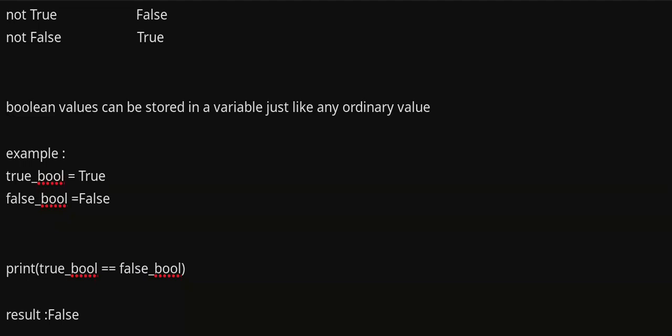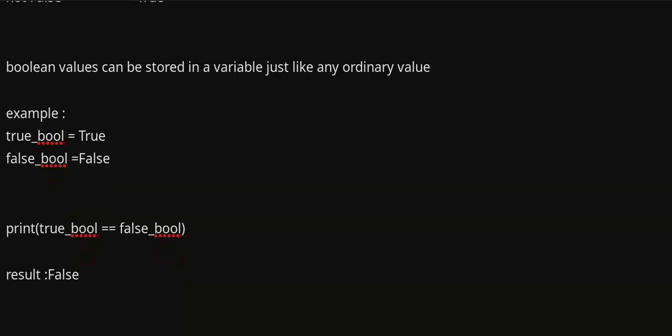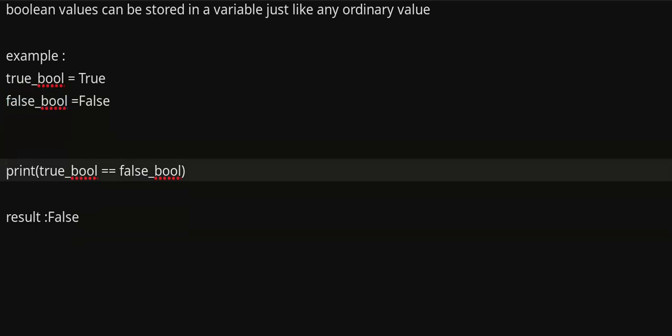Well, so generally, like I mentioned, booleans are data types, meaning that you can store them as ordinary values in a variable. So in this case, we have an example where we have named our variable true_bool, and we've assigned it with true. And then the other one, false_bool, which we assigned with false. So if we try to do this operation where we say print true_bool is equal to false_bool, then the result will be false.